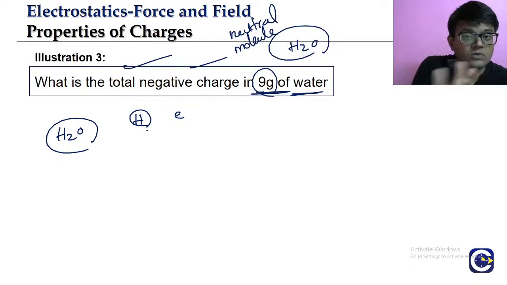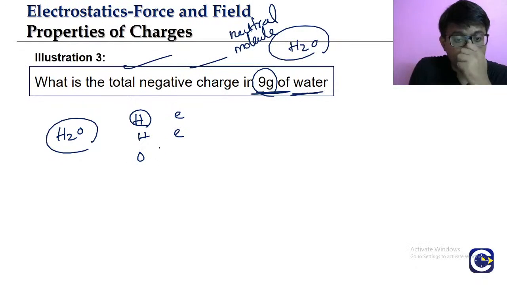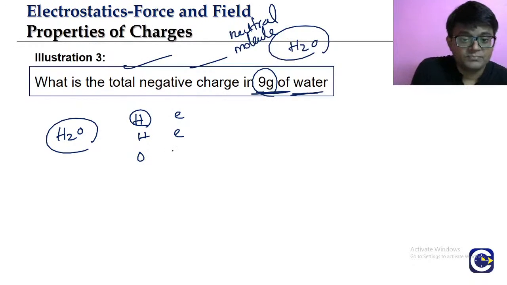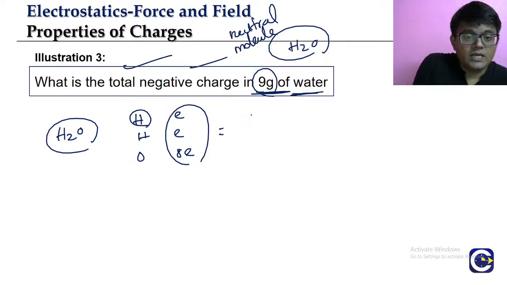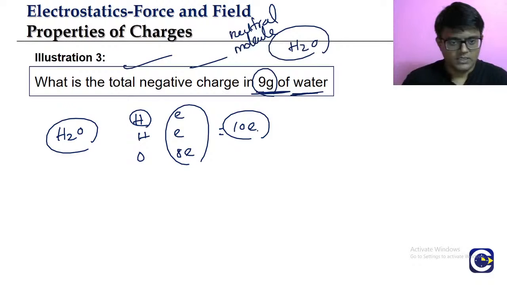Here we only need to look at electrons, because they are asking only about the negative charge part. So each hydrogen is having 1 electron. Similarly for oxygen, what is the atomic number of oxygen? 8, right? So it will be having 8 electrons. Totally, each water molecule will be having 10 electrons.